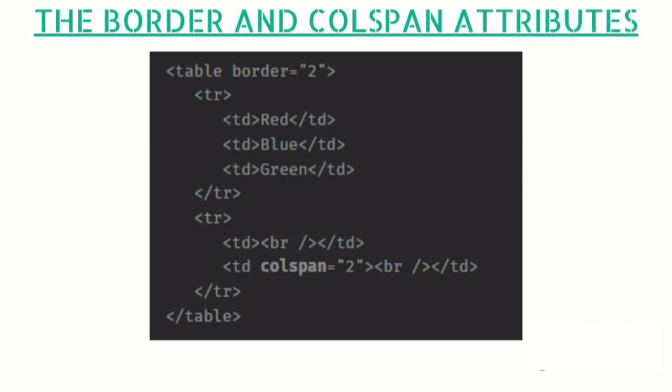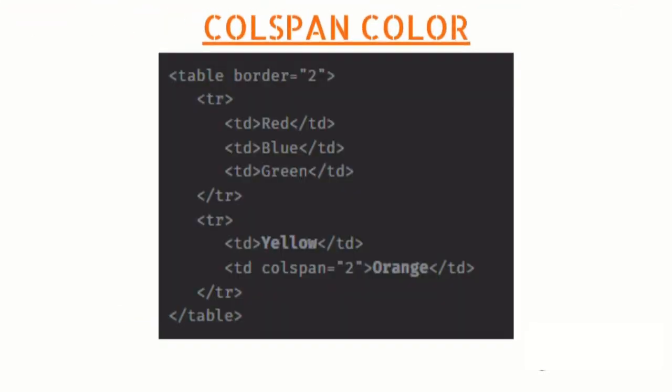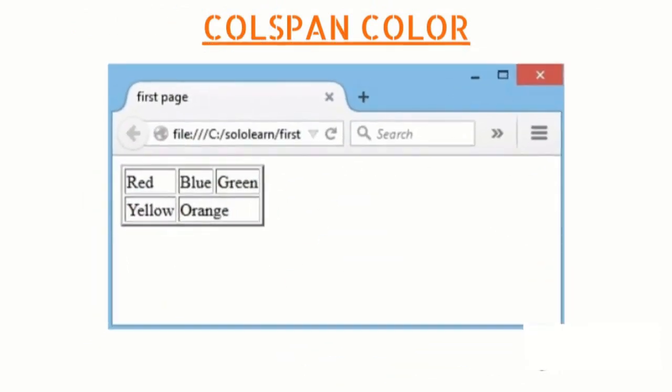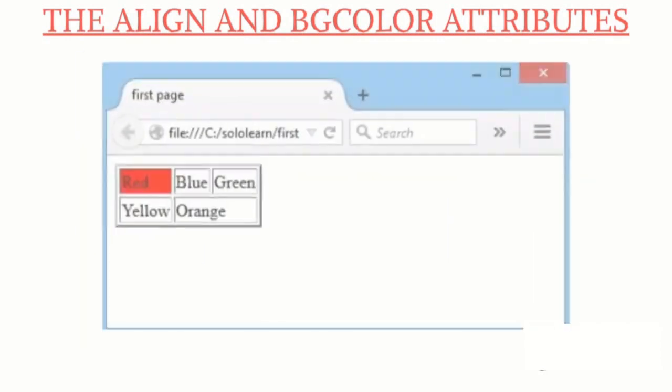A table cell can span 2 or more columns. Here is the output of such a border. The example below demonstrates the colspan attribute in action. The output of such an example is shown as follows. Now let's specify a background color of red for a table cell. To do that, just use the bgcolor attribute. And here is the output.